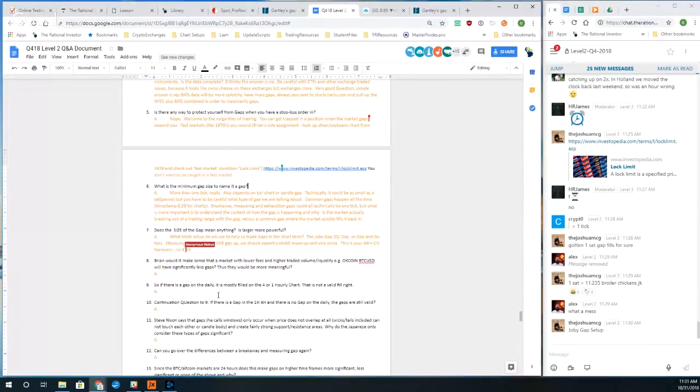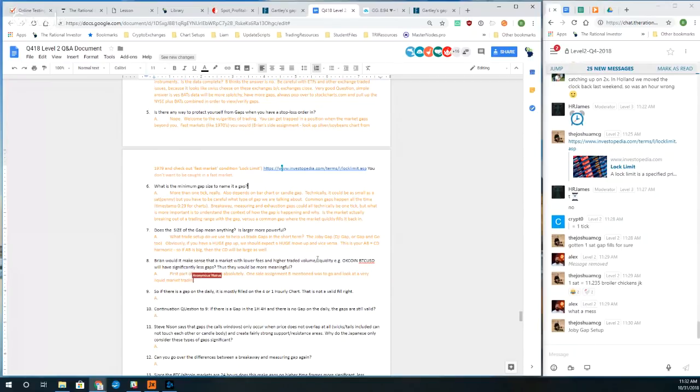Brian, would it make sense that a market with lower fees and higher trading volumes, liquidity, okay, Coinbase, will have significantly less gaps, thus they will be more meaningful? The first part of this statement, absolutely. One side assignment that in class I think I briefly mentioned to you was go and look at a very liquid market trading and then pull up a Cryptopia or maybe Binance to a certain degree, but maybe Polo, where there just isn't that much trading, and you will almost guaranteed see gaps all over the place because the market is relatively illiquid.